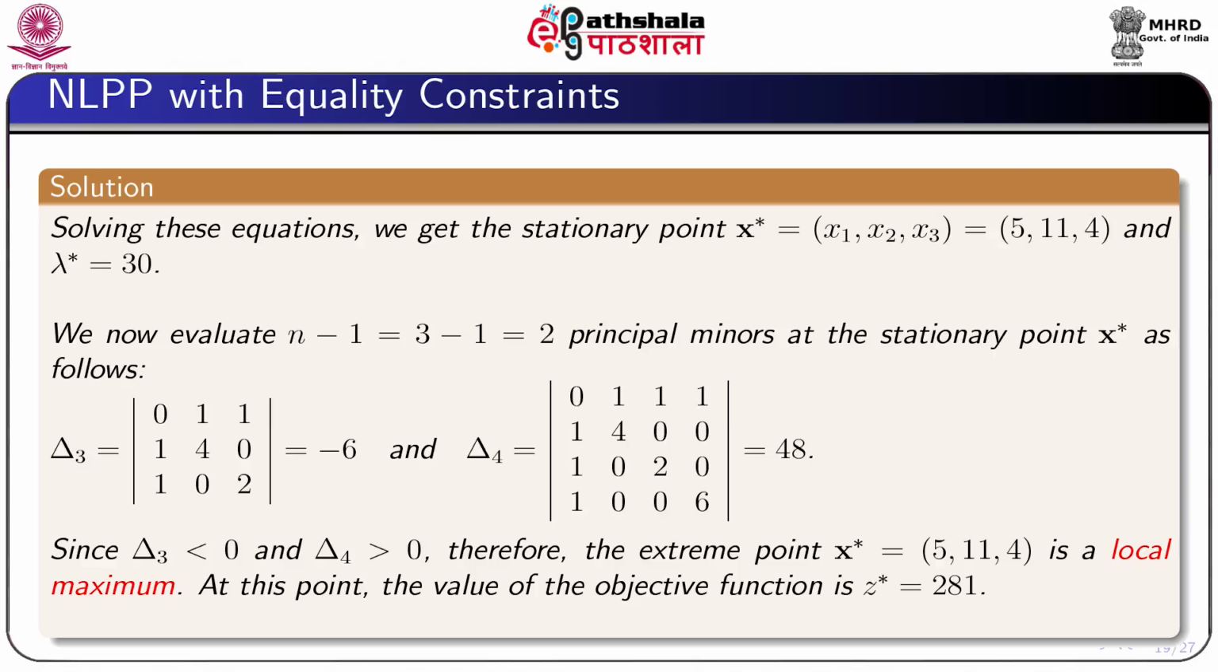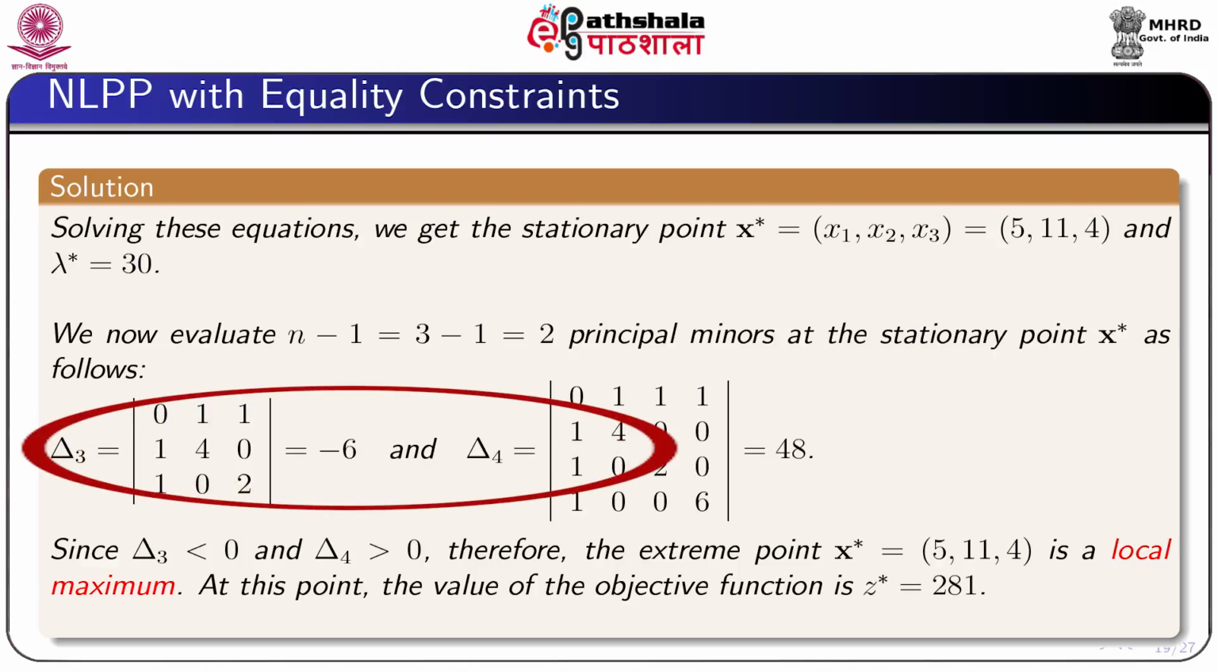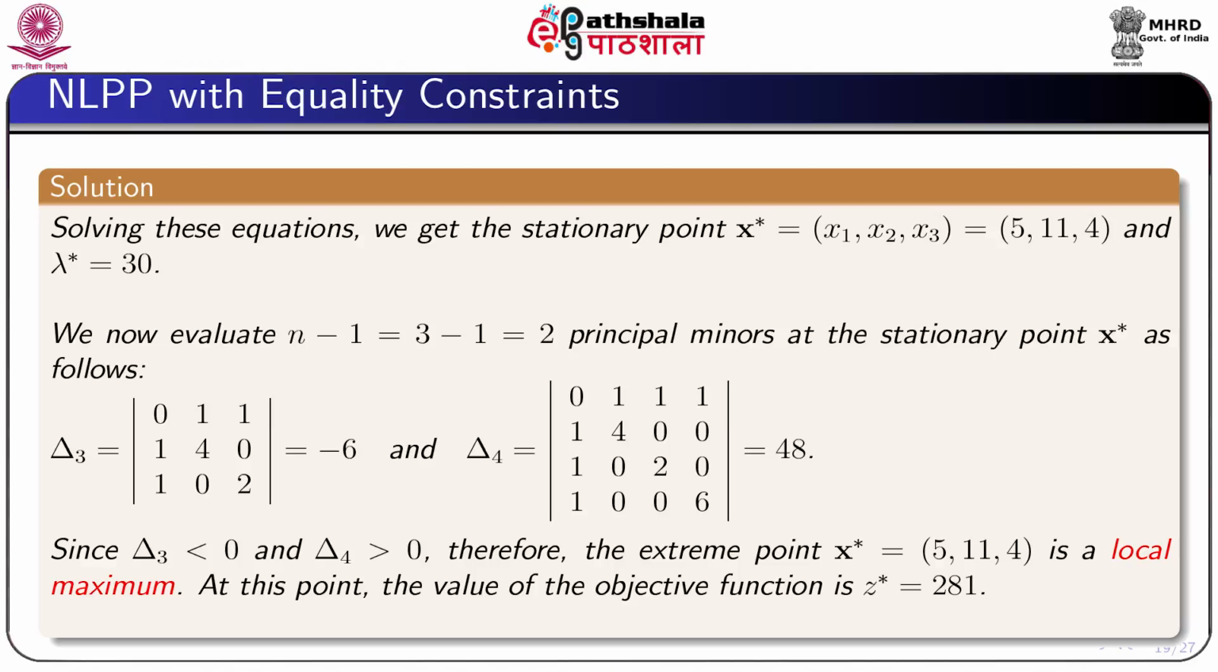Now, we evaluate the n minus 1, that is 3 minus 1 equal to 2, principal minors at the stationary point x star. So, we evaluate delta 3 and delta 4. Delta 3 gives the value minus 6, whereas delta 4 gives 48. Since delta 3 is less than 0 and delta 4 is greater than 0, therefore the extreme point x star is a local maximum. And at this point, the value of the objective function is z star equal to 281.